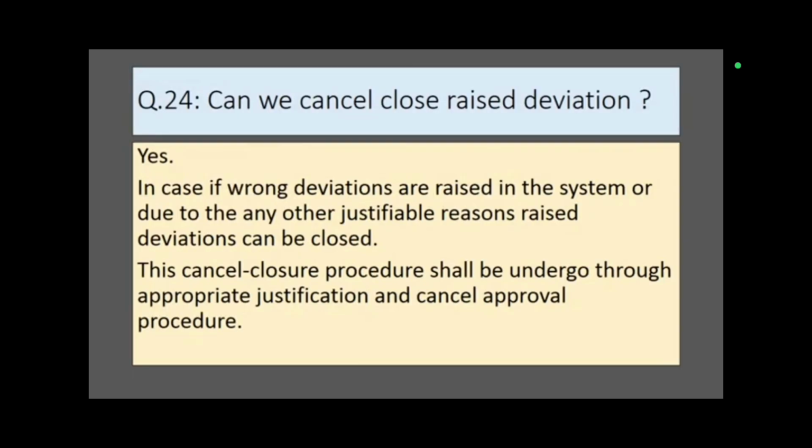Next important question, can we cancel or close the raised deviation? Most probably the answer is yes. In case a wrong deviation is raised in the system, or due to any other justifiable reasons, raised deviations can be closed. This cancel closure procedure shall undergo appropriate justification and cancel approval procedure.